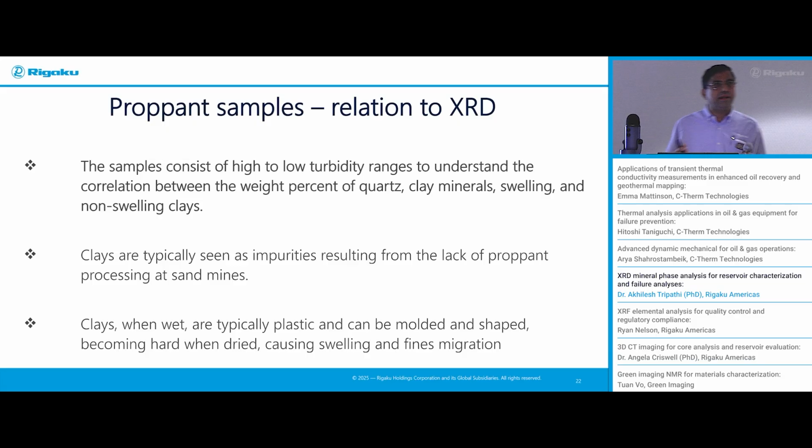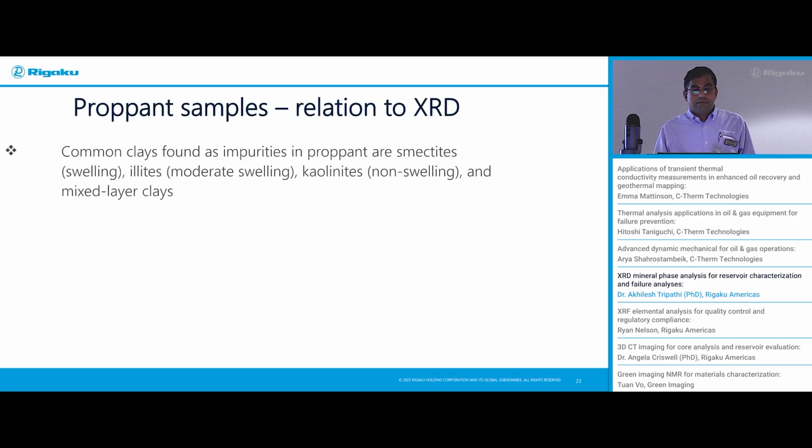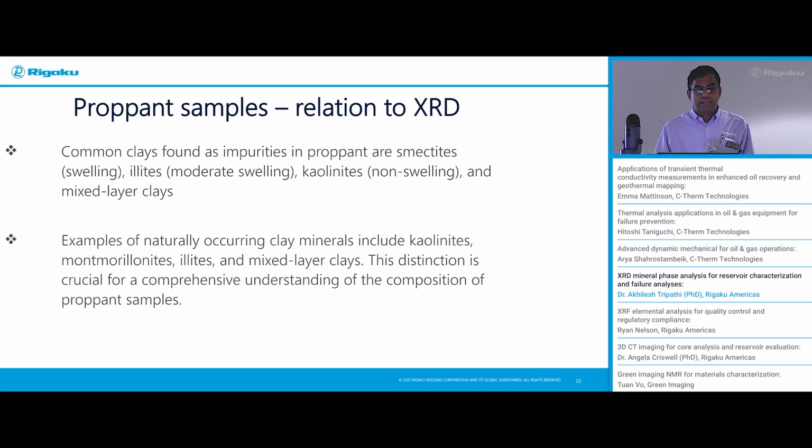So a lot of people, when they're analyzing this, want to know how much clay is there in their sample, because those will be the problem areas. So common clays found are smectites, a general class, swelling clays; illites, moderate swelling; and kaolinites, non-swelling. So we need to know the distinction between these three different kinds of clays. Examples of naturally occurring clays include kaolinites, montmorillonites, illites, mixed layer clays. The distinction is crucial for comprehensive understanding of the composition of proppant samples.